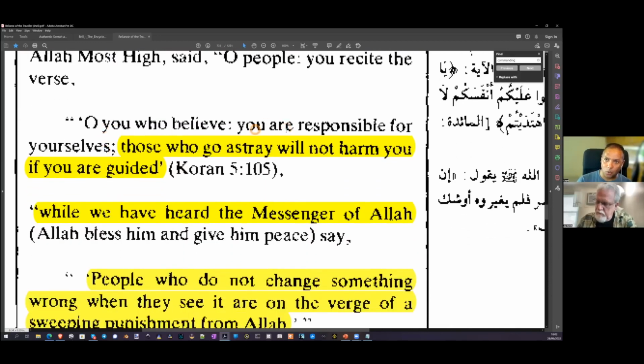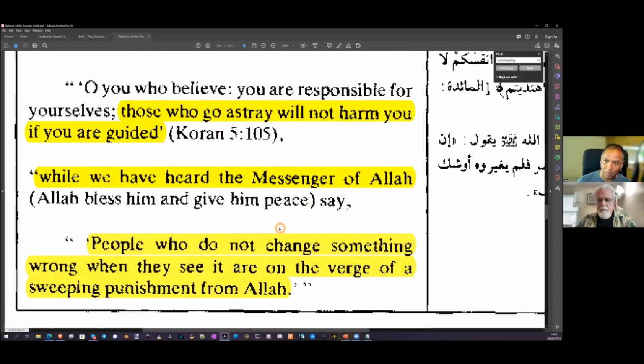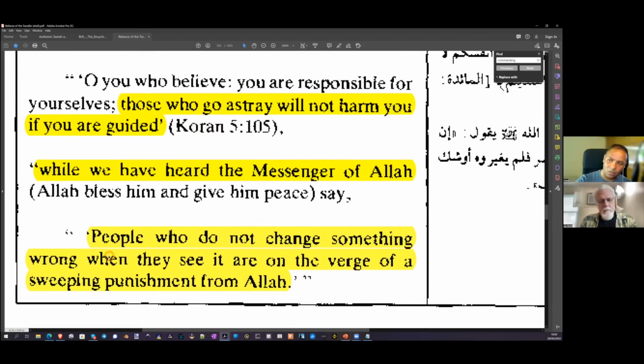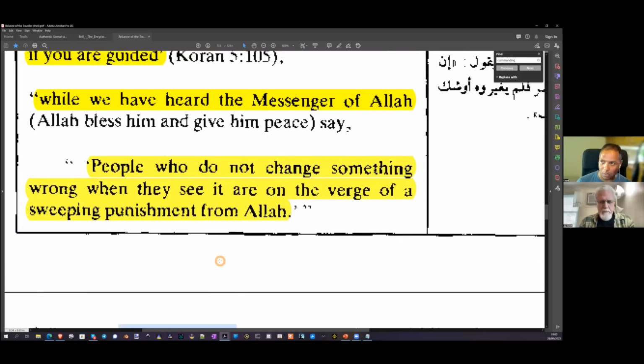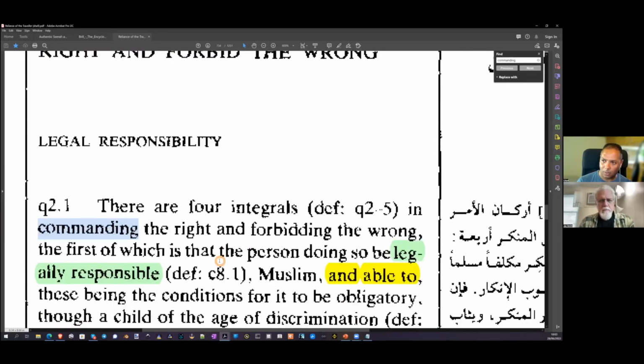Now, O you who believe, you are responsible for yourselves. Those who go astray will not harm you if you are guided. While we have heard the messenger of Allah say, people who do not change something wrong when they see it are on the verge of a punishment from Allah. So there's this verse that says, those who go astray will not harm you if you are guided. But they say, no, you cannot allow people to go astray. You cannot allow people to violate the Shariah. Because if you do, and you don't do anything about it, Allah will punish you. Allah will punish the Ummah. Right? Any comment before we go on, Jay?